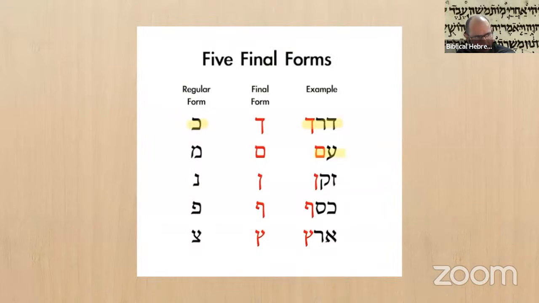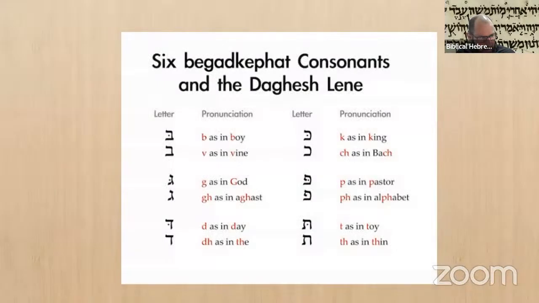And we spoke about the 6 different final forms. And we spoke about the dagesh. And in order to remember these 6 letters, we said you have to remember it like this: Baged, Kafet. Bagid Kafet. Remember this, Bagid Kafet.